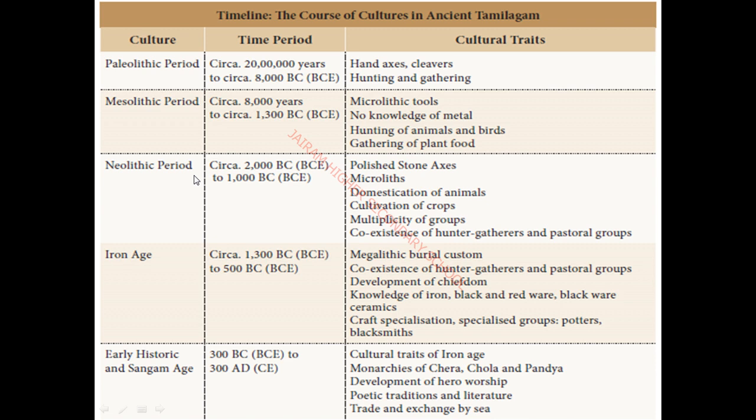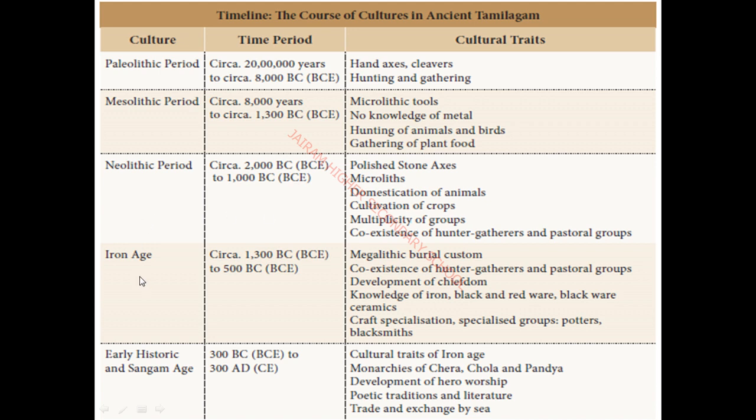In the Neolithic period, approximately 2000 BC to 1000 BC, they used polished stone axes. Then microlithic tools, domestication of animals, and cultivation of crops, agriculture. Then there was specialization of groups, and coexistence of hunter-gatherer and pastoral groups. In this period, they led the domestication of animals and the cultivation of agriculture.